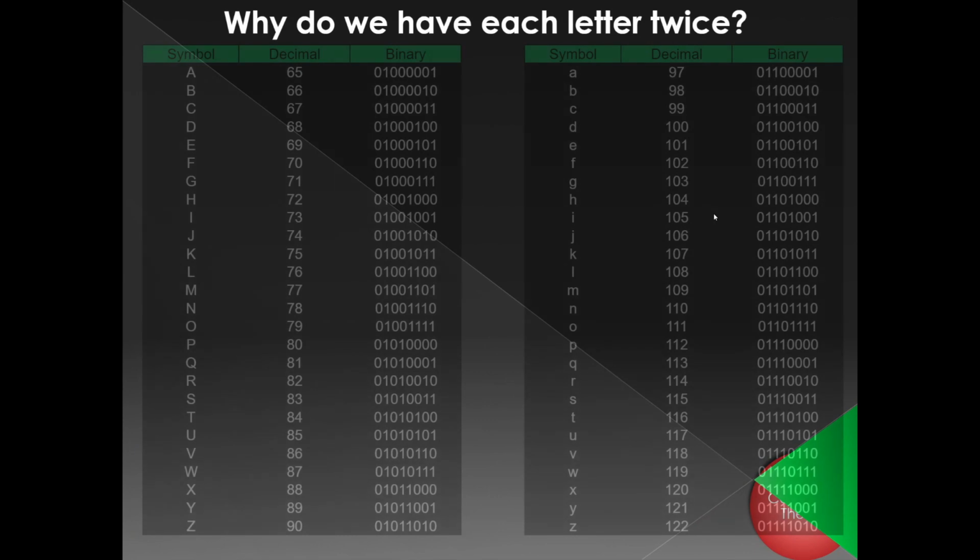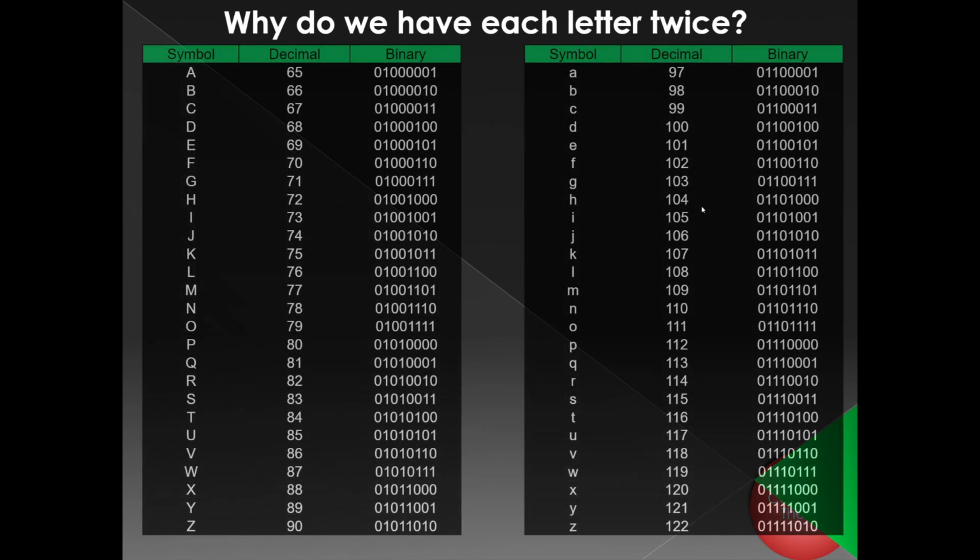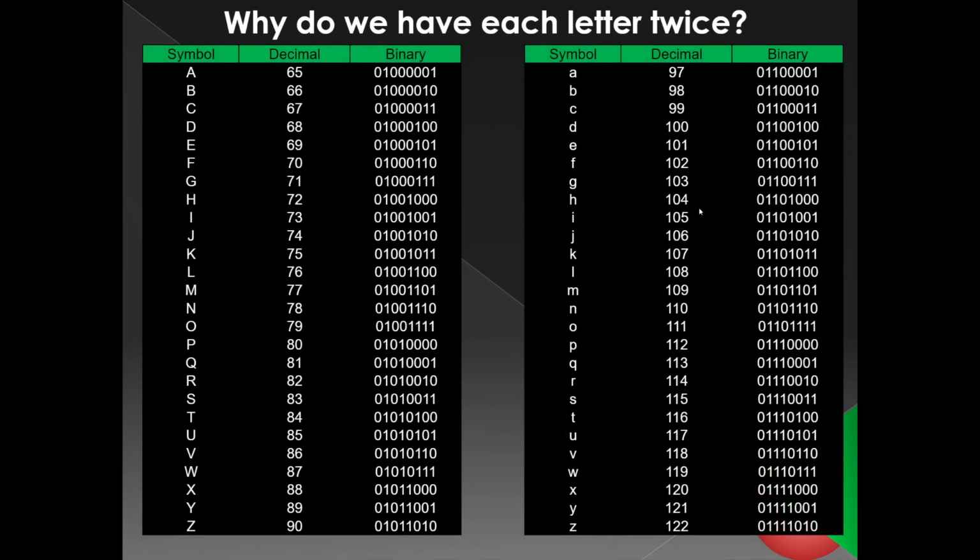So why do we have each letter twice? Obviously, I've already discussed this. It's to have capital letters. Because if we had just one, letters would obviously be boring, grammar wouldn't be correct, the way we would type stuff wouldn't be correct. And if we just had capital letters, we'd be shouting all the time, so it wouldn't be very polite if you were sending an email to someone.